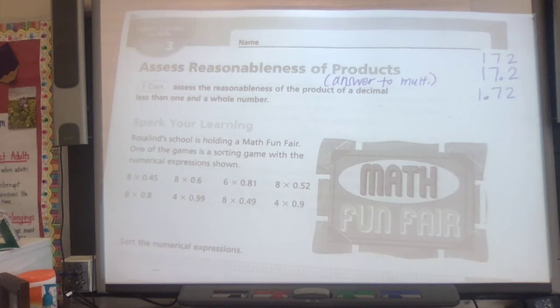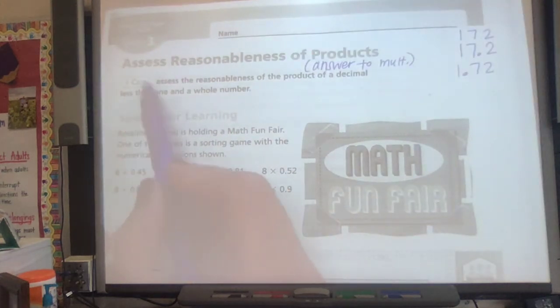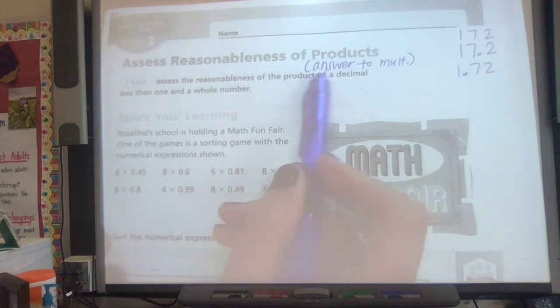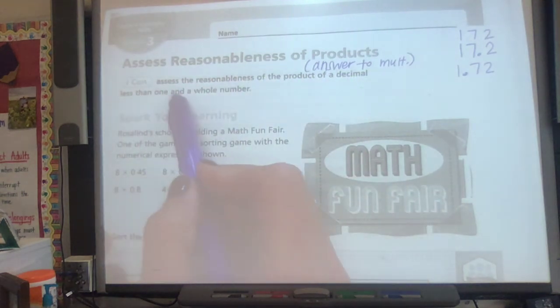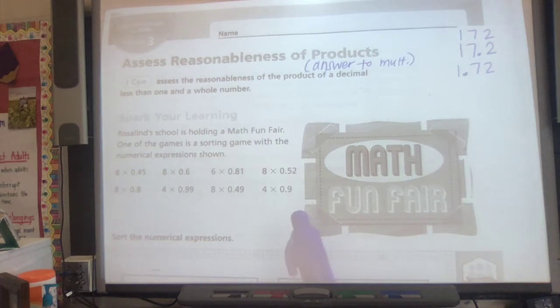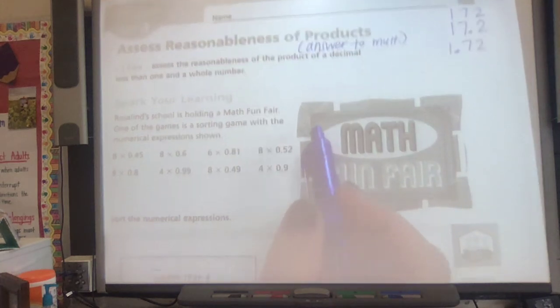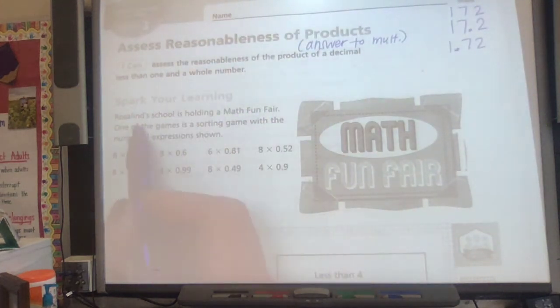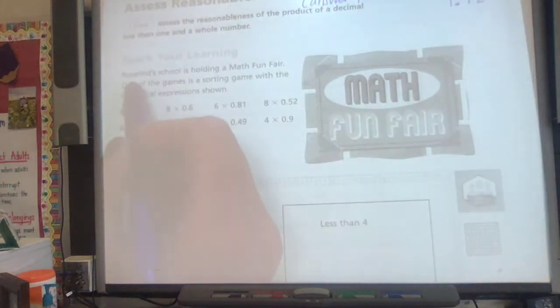Okay. So our I can statement says, I can assess the reasonableness of the product of a decimal less than 1 and a whole number. So we're only going to have decimals that are less than 1 right now. But as we continue to work, we are going to have larger decimals. Today it is going to be decimals less than 1. Okay, so let's look at our first problem.